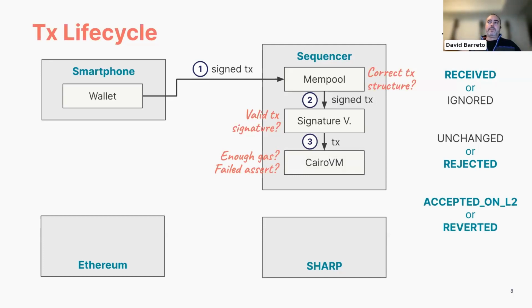But if, for example, the execution fails because maybe you didn't have enough gas to pay for it, or you hit an assert in the execution and that assert turned out to be false, then the transaction is stopped and marked as reverted. A reverted transaction basically doesn't modify the state of Starknet, but it still gets included in a block and you still get charged for gas fees up until the point the transaction failed. So 2 options: either accepted on layer 2 or reverted. And those are real statuses that you will see on a block explorer.